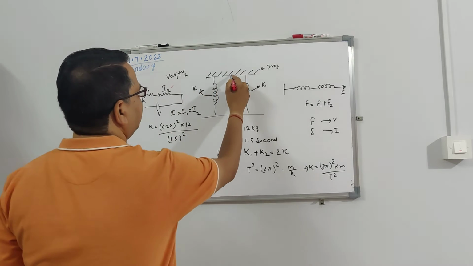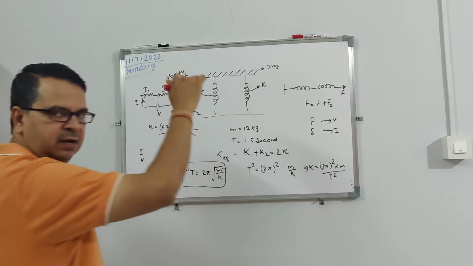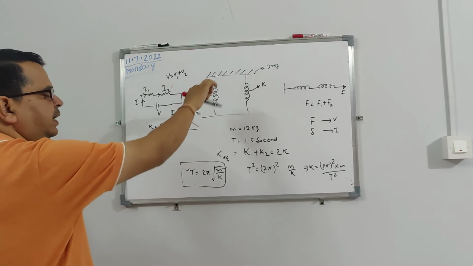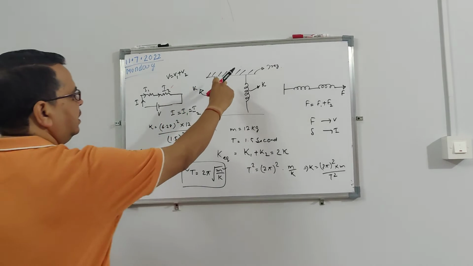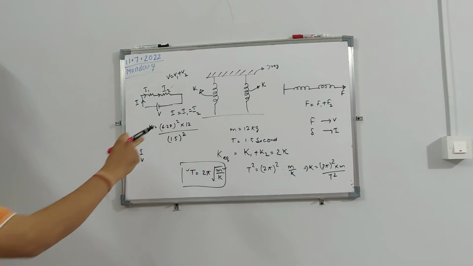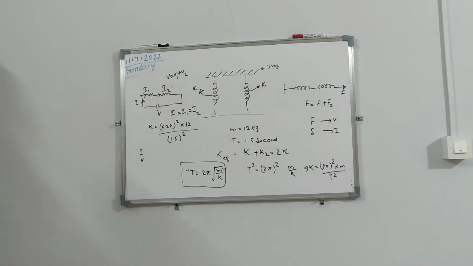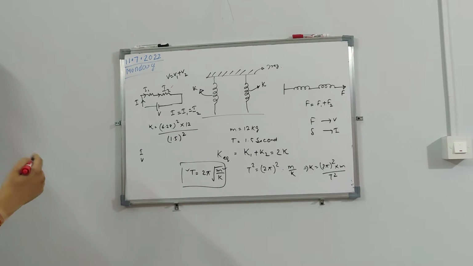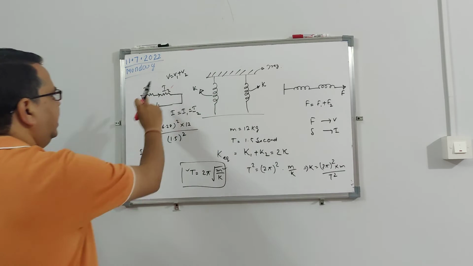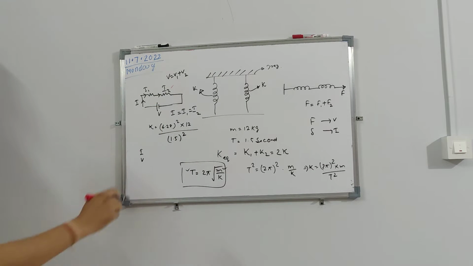So in this case, what is happening? When you are pressing it, both springs get displaced equally, so that displacement is equivalent to current. Here the current is the same, so it will behave like resistance in series. Because the current is the same, it will behave like resistance in series. That's why you are adding both the things. Okay, you can derive it also.